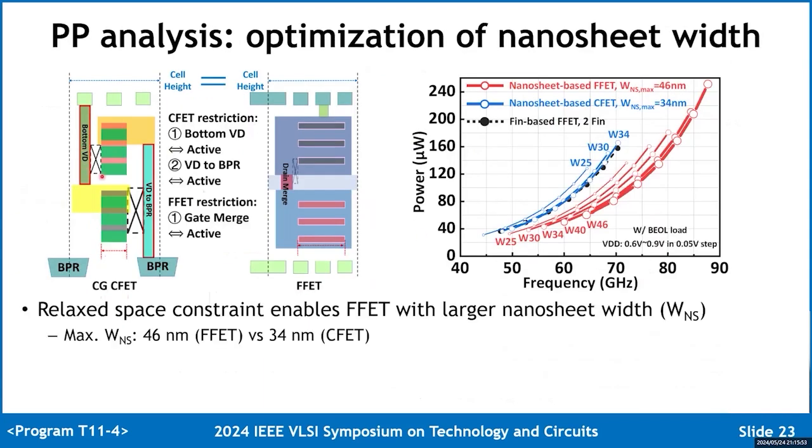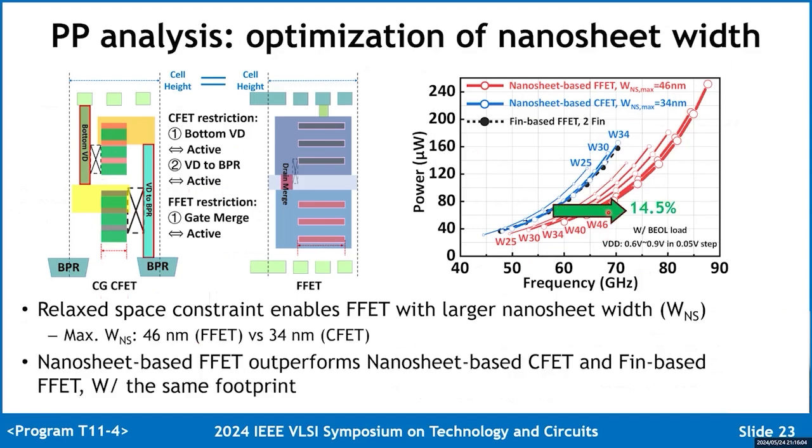With relaxed restriction of space from VS to active, nanosheet in FFET can be much wider than that in CFET. This results in a significant frequency gain at the respective maximum nanosheet width with the same footprint. The nanosheet-based FFET also outperforms the fin-based FFET because of its stronger driving capability.